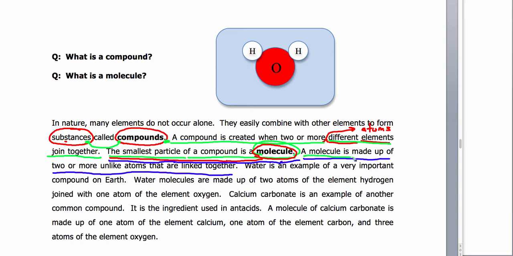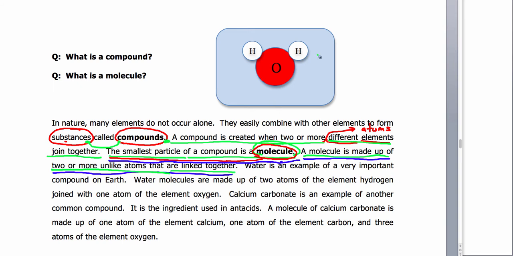These are important understandings that are going to help us get a good sense of what's going on with compounds and what's going on with molecules. Okay, so water is an example of a very important compound on Earth. Water molecules are made up of two atoms of the element hydrogen.